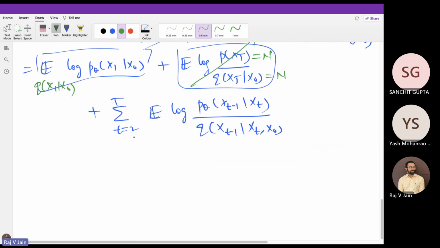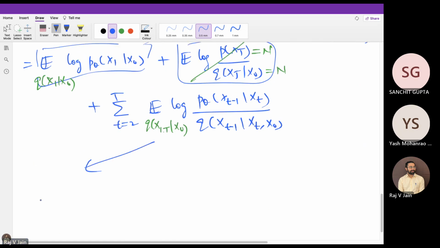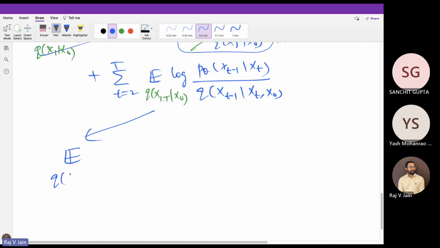So now again, let's think about this. X1 to t given x naught is here, right? So we'll think about this particular term. If you see what will end up happening, it's again the same idea. It doesn't depend on any other terms other than t and t minus 1. So I can just write it down again in this form. I'll write it as expectation over q of xt minus 1 comma xt given x naught. Right? I'm still not taking that internal one.